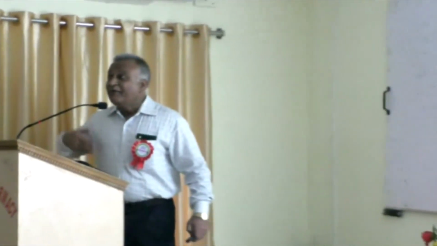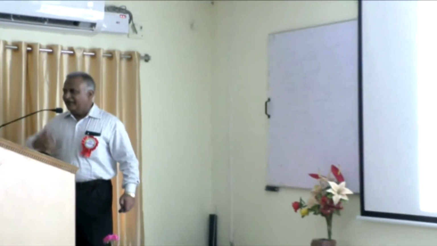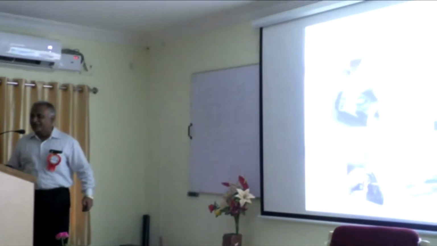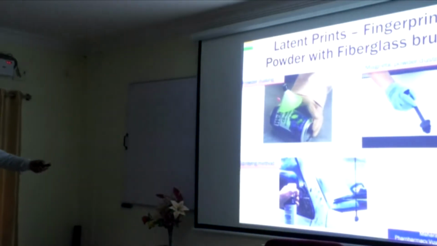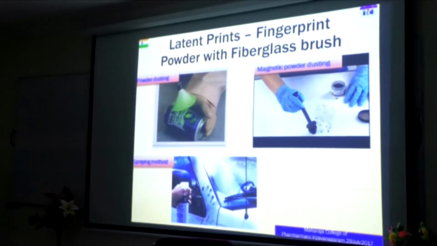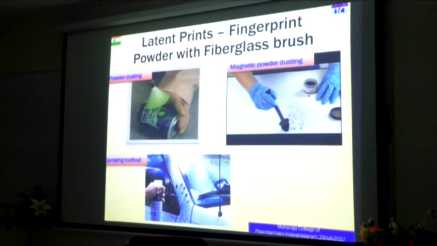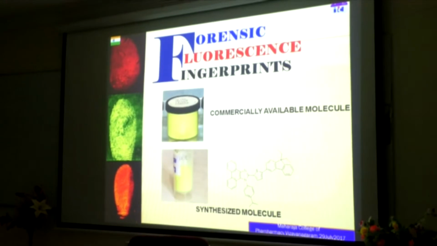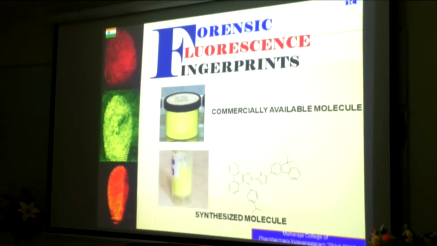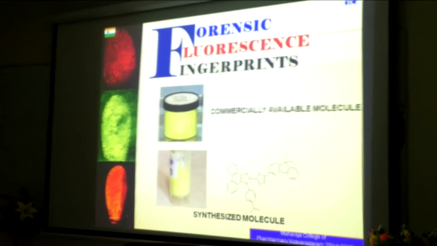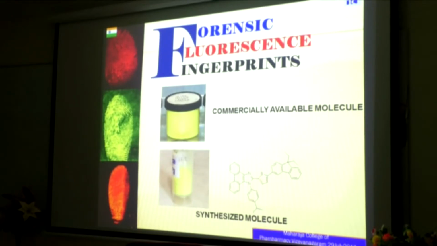Next slide. Fingerprinting. So you can make use of the fluorescence in fingerprinting. We have a couple of publications here also. So you have powder dusting, magnetic powder dusting, and then the spraying method which you use. Next slide. This is the chemical which we prepared for organic light emitting diode. We thought we can use it because I got two forensic science students, both are working on that now.